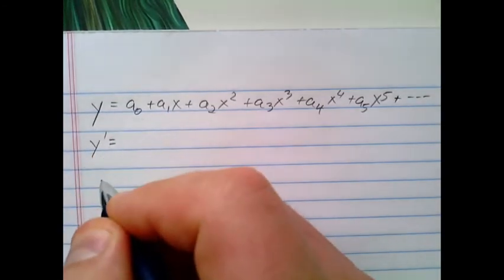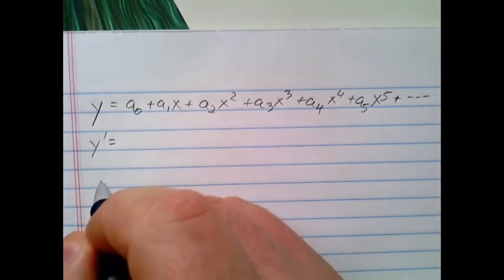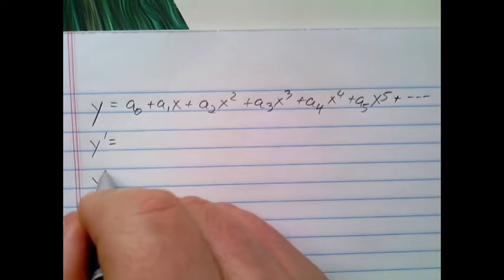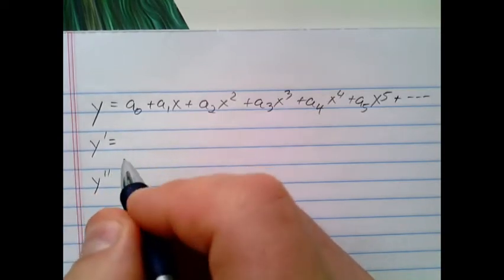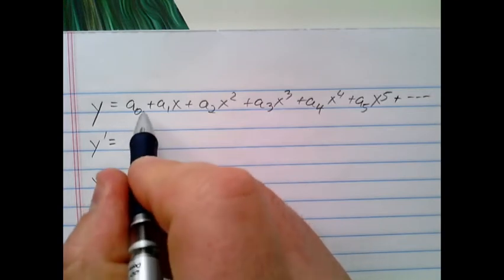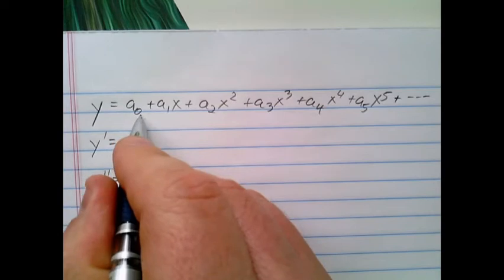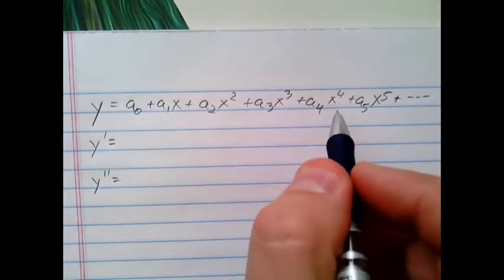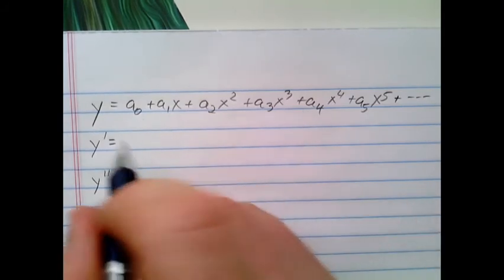Now, the differential equation tells me how y, y prime, and y double prime are related. Basically it tells me that their sum has got to be 0. So let's take the derivative and the second derivative of our generic Maclaurin series that we don't really know at all, but we know it has this form.